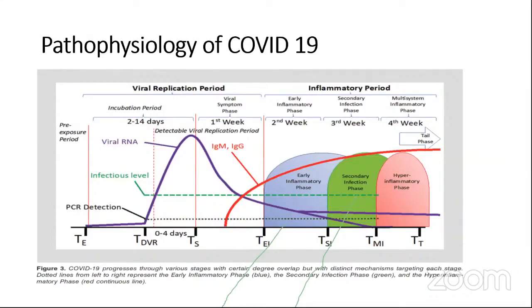In 80% of the cases, this is the scenario. However, in a minority of patients, about 15 to 20% of the cases, this is not the scenario. In fact, they will feel more ill. They will have worsening of existing symptoms, or new symptoms appearing, by the end of the first week or the beginning of the second week. So they are entering from the viral symptomatic phase to the inflammatory phase.